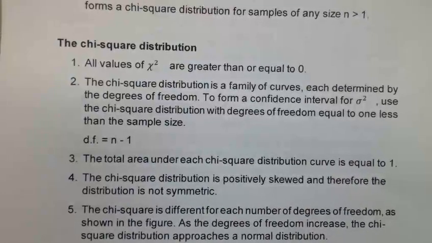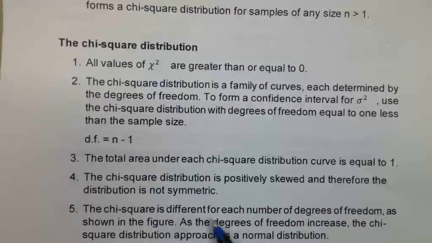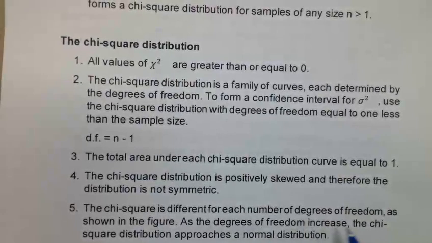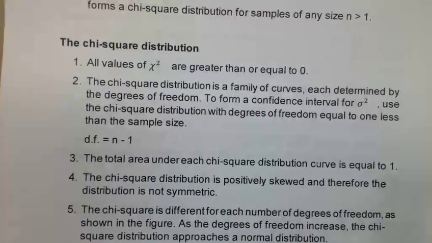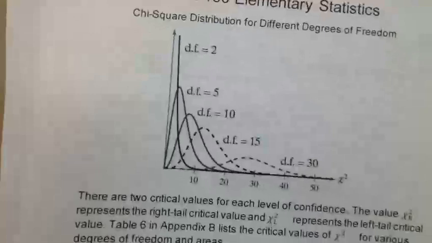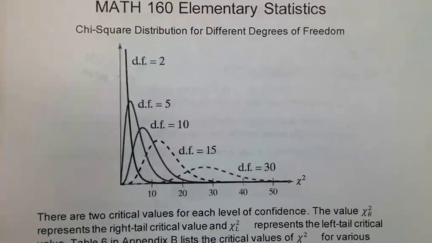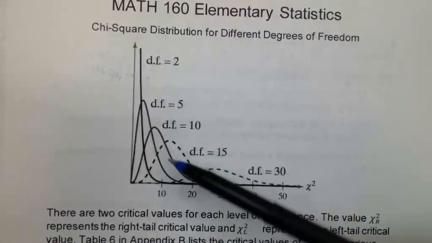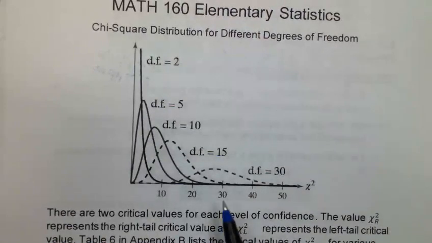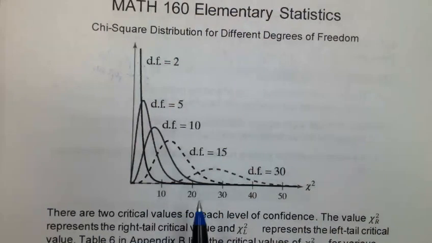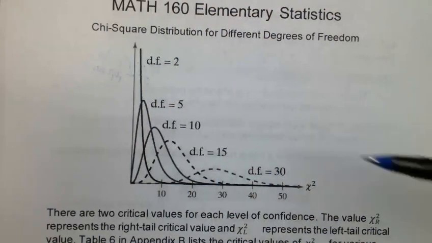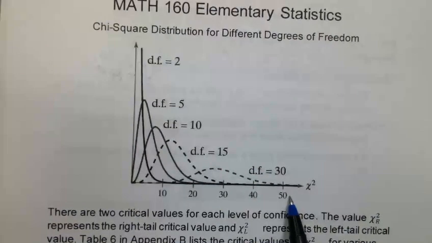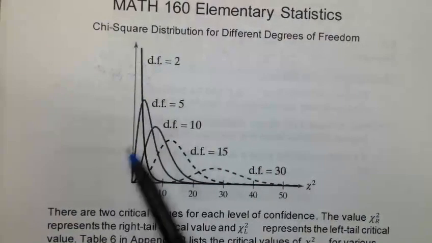So that will come into play in a few minutes. The chi-square is different for each number of degrees of freedom, as shown in the figure. As the degrees of freedom increase, the chi-square distribution approaches a normal distribution. So let's look at our figure. Notice this is not symmetric, so we're not going to have a center. We're not going to be able to add and subtract easily like we did for the other confidence intervals. So there's no plus or minus because this isn't symmetric.